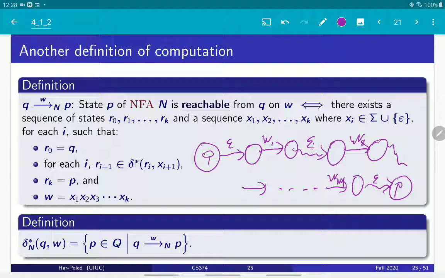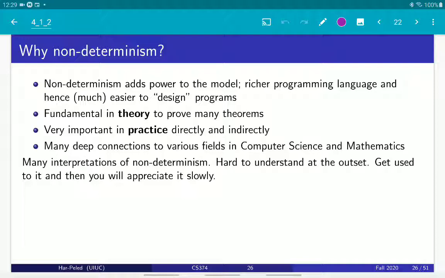If you have this sequence, then essentially you reached from Q to P using the string W. So if you can do that, then this notation says you can reach P from Q using this string to travel. And now we can define a transition function from Q, W to just be all the states that you can travel to from Q using the string W. So this is another definition, and it's a bit cleaner once you get used to this somewhat bizarre way of thinking about things.